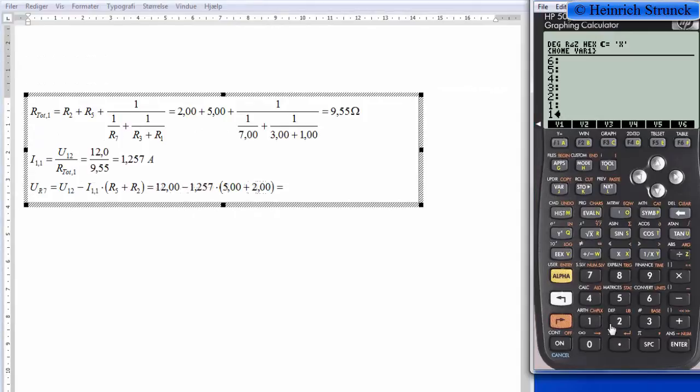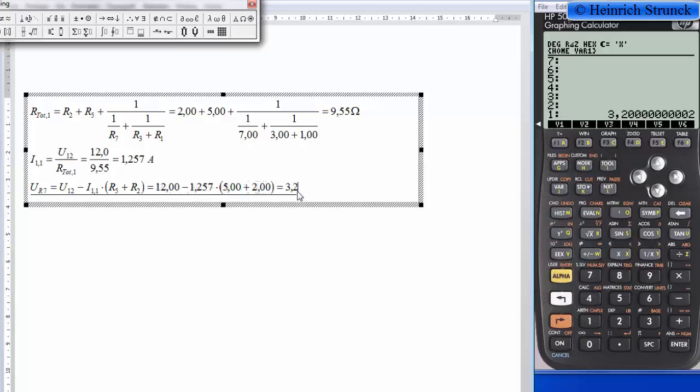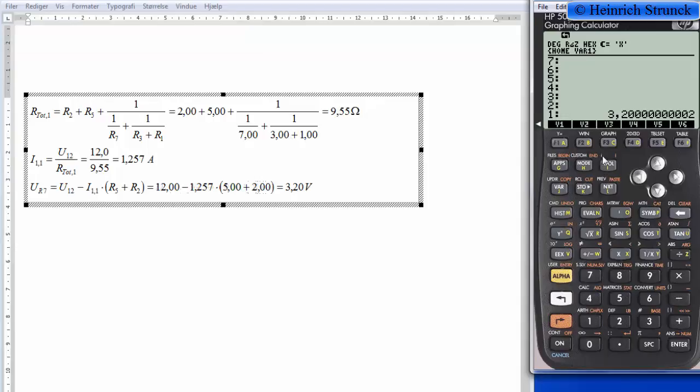So 12 volts minus the current multiplied by 5 plus 2, and subtract this voltage drop, and then we got a voltage of 3.20 volts for the rest. 3.20 volts. Store that in number 3.